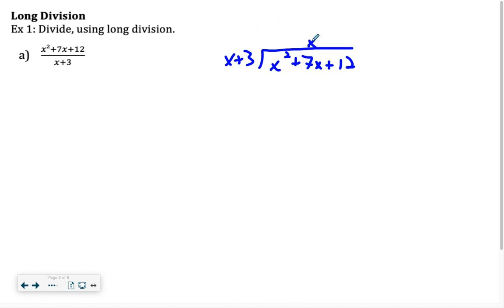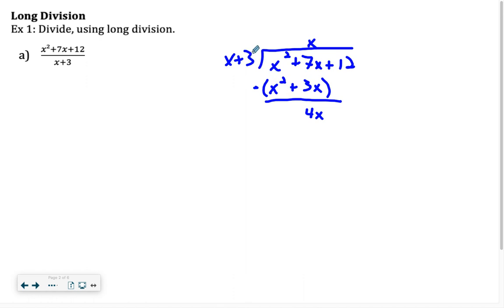So then once I figure this term out, I take this and multiply it by every term in the divisor. So x times x gets me x squared, and x times 3 would be 3x. And I just write those terms underneath my divisor, and I subtract them. Now, every time, these first terms should cancel out. x squared minus x squared cancels out. And then 7x minus 3x would get me 4x.